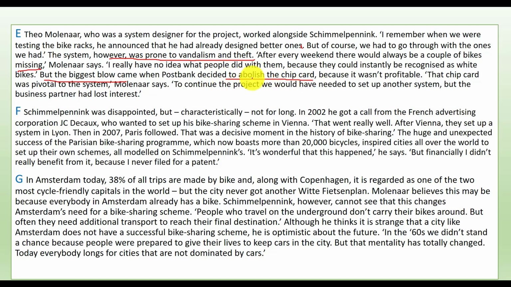It's important to be able to recognize these two words, abolish and blow. If you don't know the meaning of these two words, you are going to face challenges finding the correct answer, because it wasn't profitable. The chip card was pivotal. Again, the word pivotal is very important and one of our keys to answer. To continue this project, we would have needed to set up another system, but the business partner had lost interest. So that's okay.